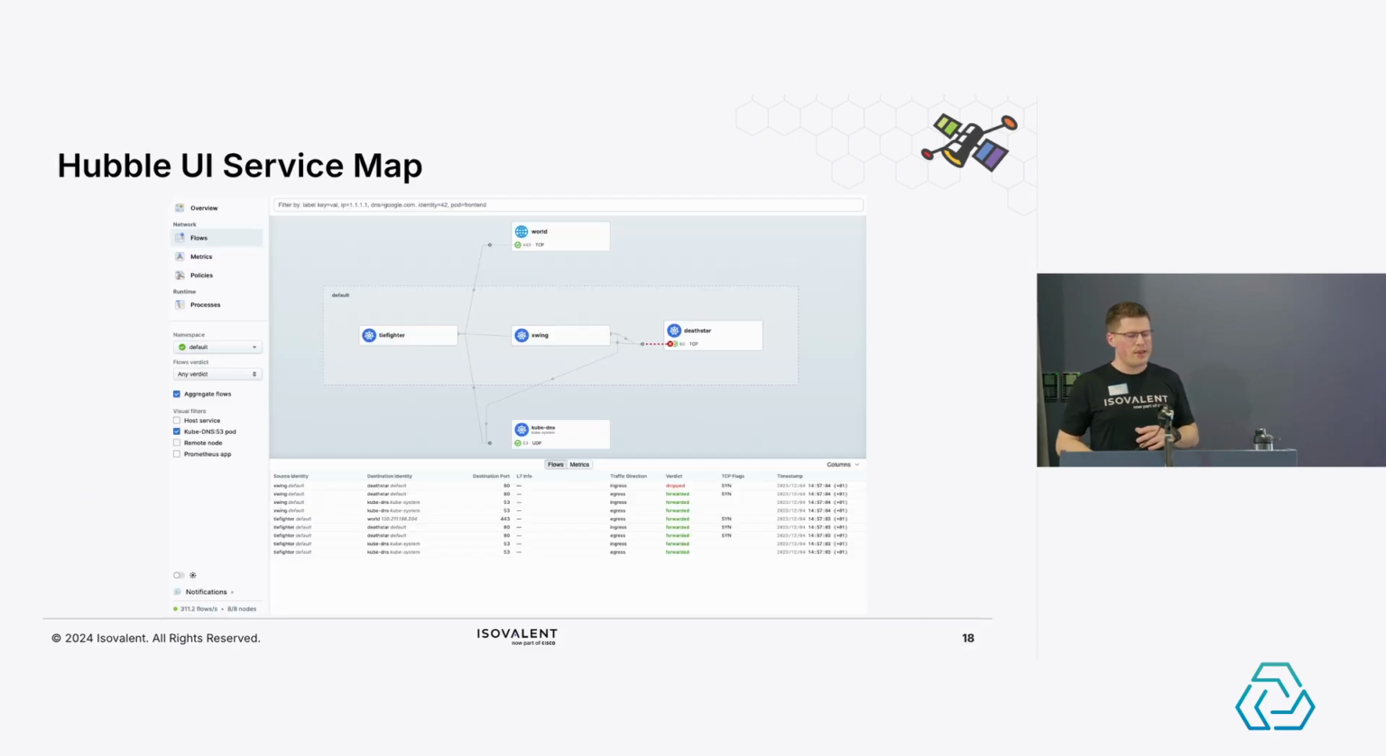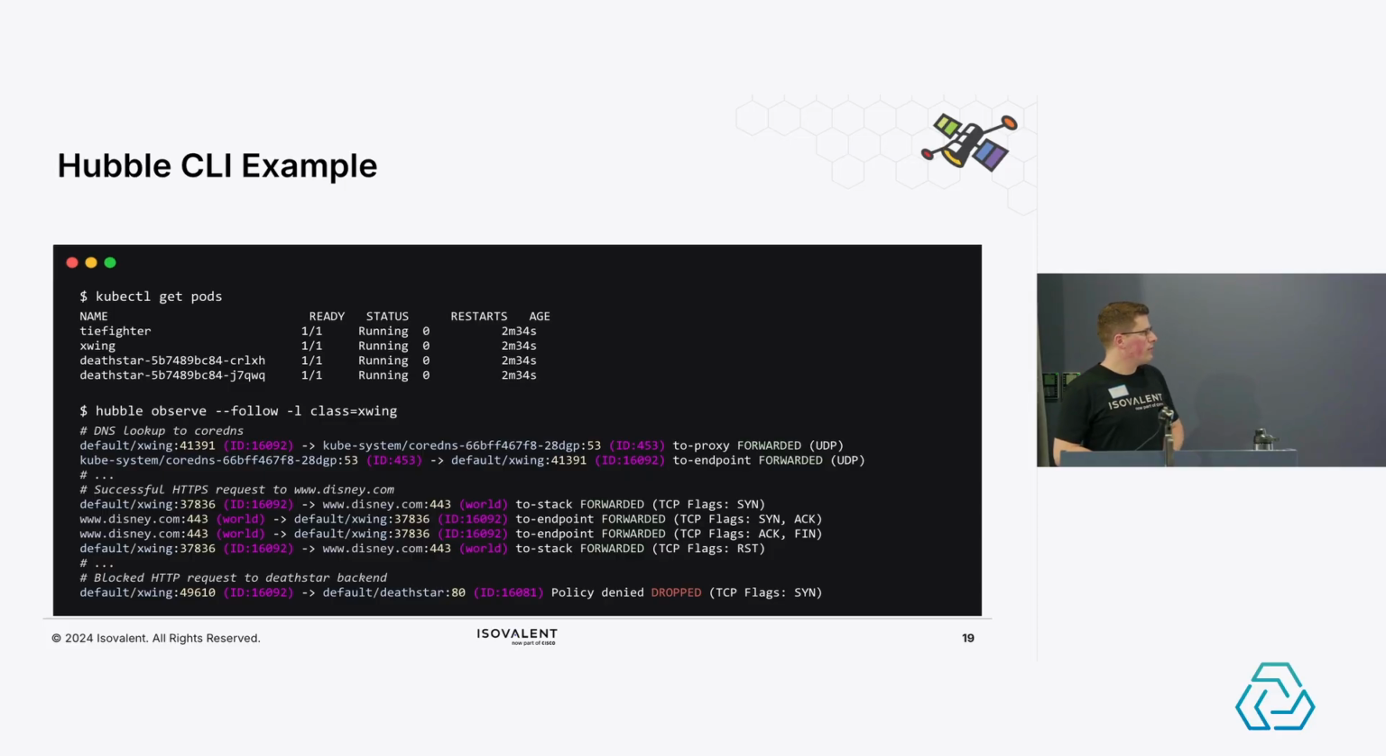Here's an example of the Hubble UI service map. That's how the Hubble UI looks like. Here in the middle, you have the service map, basically showing you which microservices are communicating to which other microservices. At the bottom, you have a nice table view where you see the flows. You can click on them and have more details. For example, if you enable layer 7 visibility, you even see stuff like HTTP headers, HTTP methods, HTTP return code, and so on.